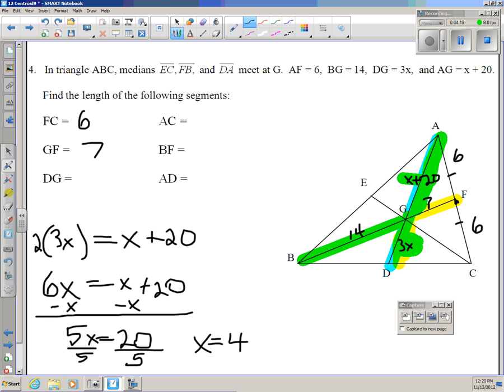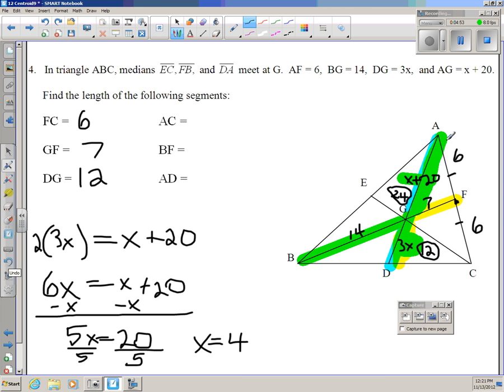And so 3 times 4 is now 12. That's terrible. Sorry. I'm doing this with the mouse. 3 times 4 is 12. And if I go up here, 4 plus 20 turns out to be 24. And that's exactly the relationship that we wanted. That this ends up being half of that, or this is twice this. So DG is 12.